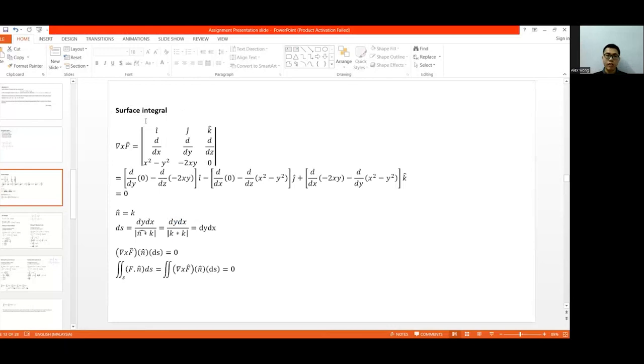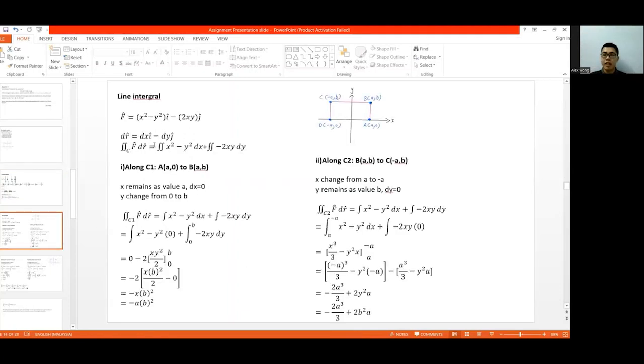Before finding the surface integral, we need to determine the curl of vector field F by substituting the information inside the formula, and then we get that the curl of vector field F is equal to 0. Next, since the curl of vector field F is equal to 0, the surface integral of vector field F will be 0.